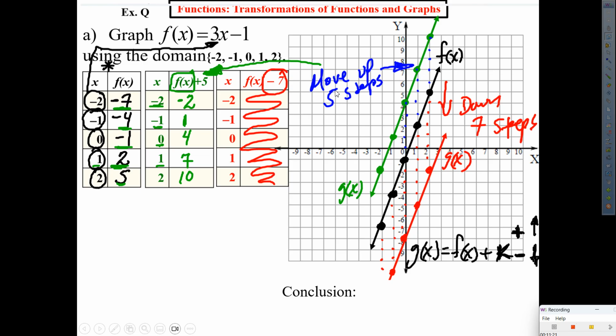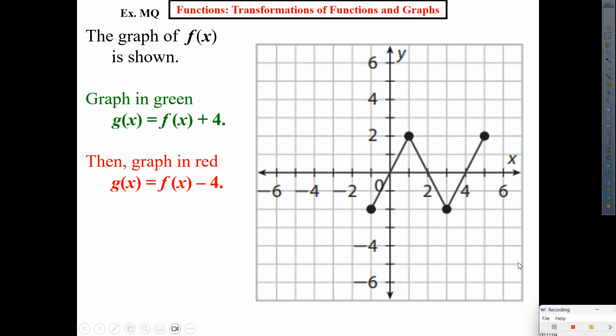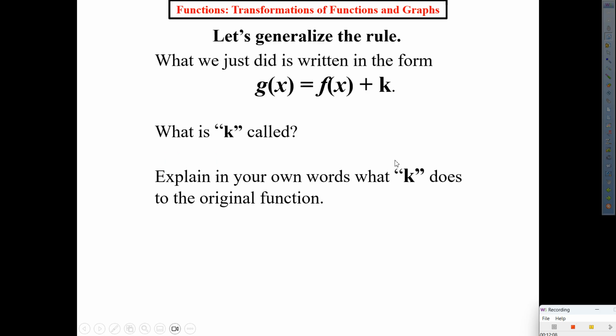Yeah, I moved it up 5 steps because it says f of x plus 5. All right. And on the red one, f of x minus 7, what did that do? It moved it down 7 steps. So these 5 points moved down 7 steps. I'm missing a point down here. I erased it. Okay. And that's our k. So our k, we said that it moves up if it's positive and down if it's negative. From there, we went to do this exercise right here. And then we talked about the parameter being k. K is called a parameter because it changes the function.